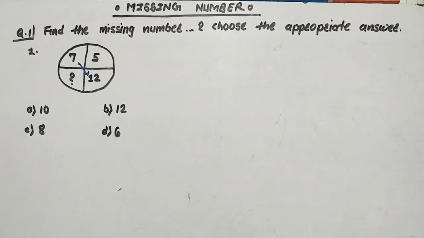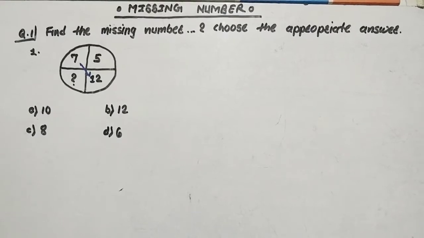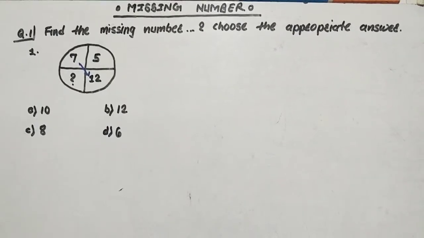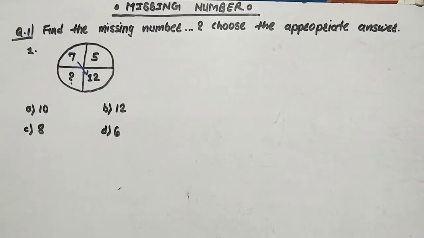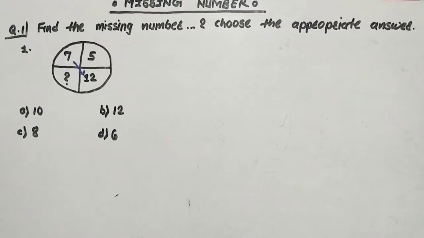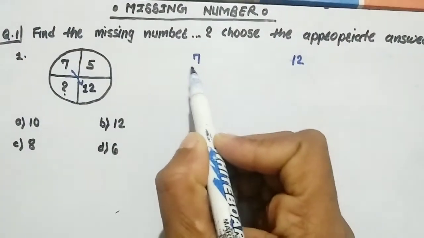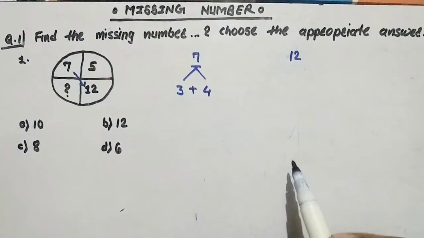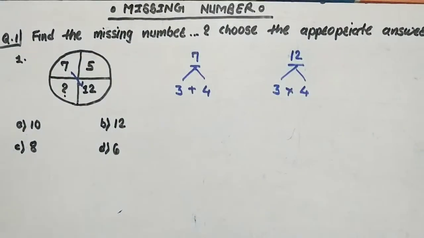So find the missing number, choose the appropriate answer. This is the first question: 7, 5, question mark, and 12. First we will find out which logic is used behind these pics. When we find it, then we will solve this trick, right? So we compare these two values, that is 7 and 12. Suppose if I add 3 with 4, then we will get 7. Similarly, when we multiply 3 with 4, then we will get 12.